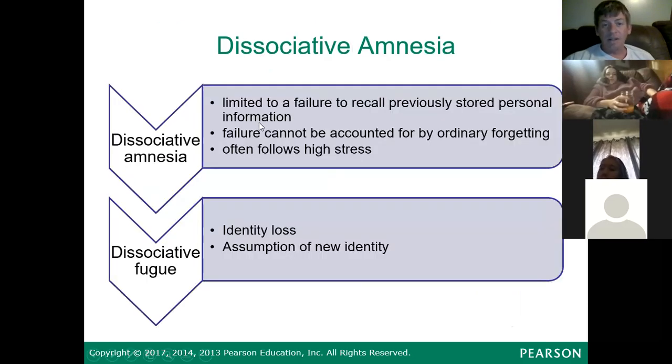Dissociative amnesia is a limited or a failure to recall previously stored personal information. The failure cannot be accounted for by ordinary forgetting, and it often follows high stress. Dissociative fugue, a fugue state, is where we say you're just confused essentially. I think it was like confusion. So a dissociative fugue is dealing with your identity. So it's identity loss, and then the assuming of a new identity.